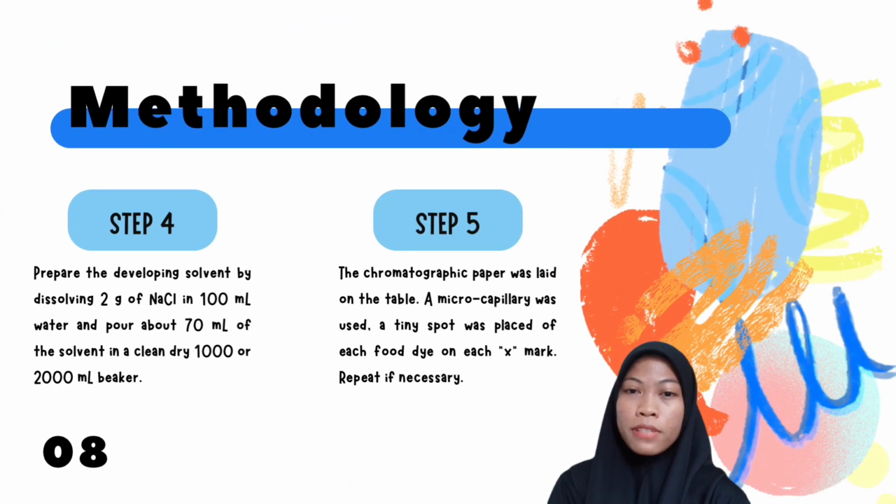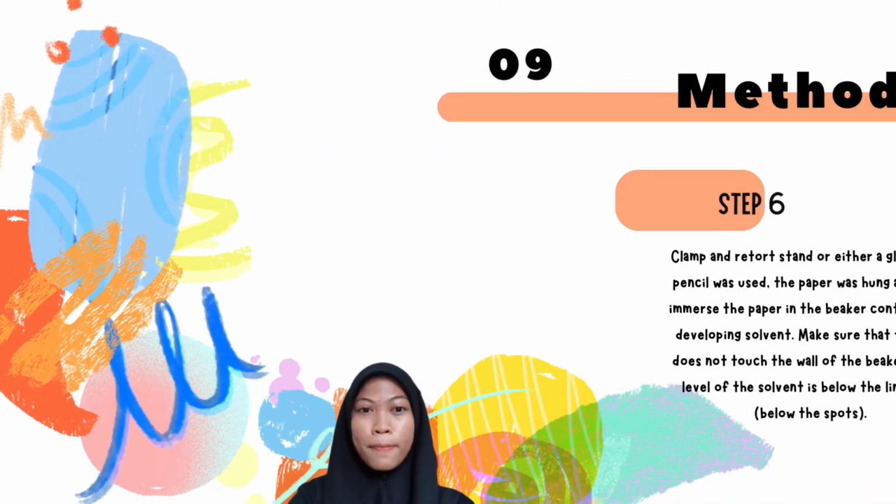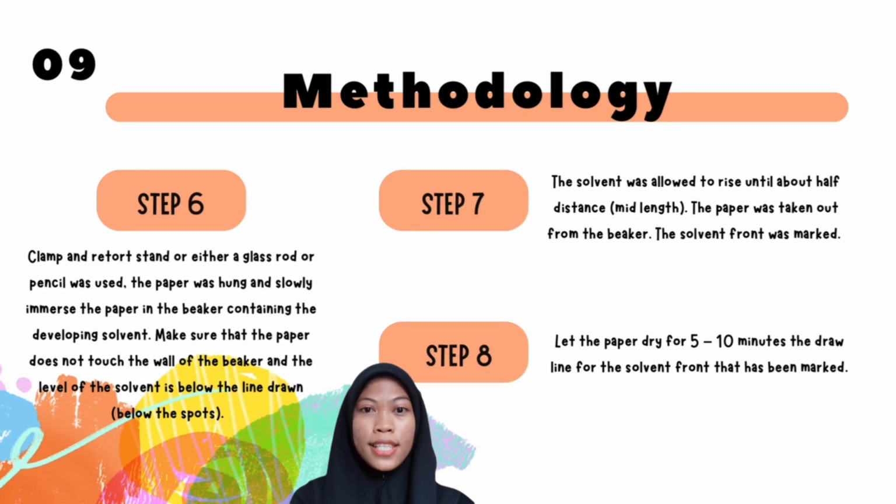Next, prepare the developing solvent by dissolving 2 grams of NaCl in 100 ml water and pour about 70 ml of the solvent into a clean dry 1000 or 2000 ml beaker. And then the chromatographic paper was laid on the table. A microcapillary was used to place a tiny spot of each food dye on each X mark. Repeat if necessary.